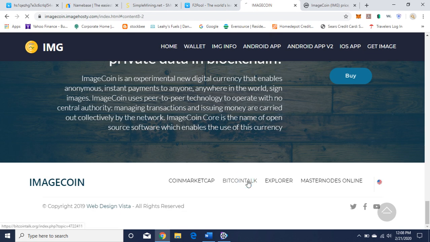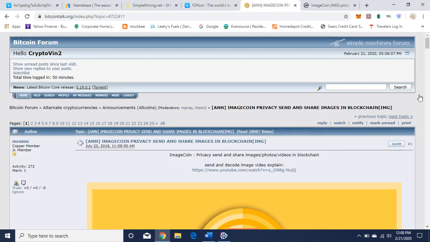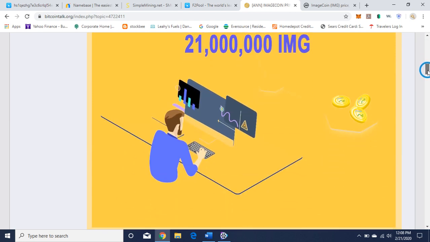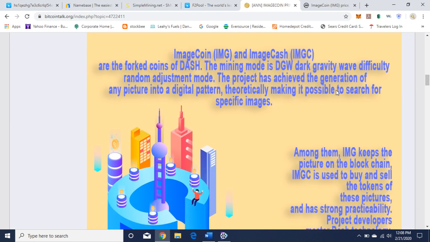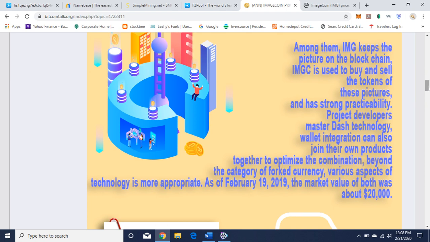I do want to go back to the Bitcointalk for just a second here. Total supply, 21 million. ImageCoin and Image Cache are the forked coins of Dash. The mining mode is DGW Dark Gravity, or it's called X11 algorithm, wave difficulty random adjustment mode. The project has achieved the generation of any picture into a digital pattern, theoretically making it possible to search for specific images. Among them, IMG keeps the picture on the blockchain. IMGC is used to buy and sell the tokens of these pictures and has strong practicability.